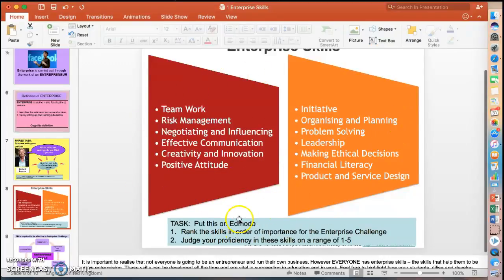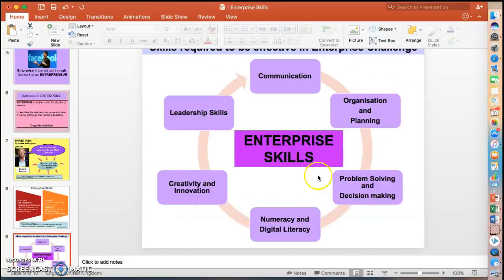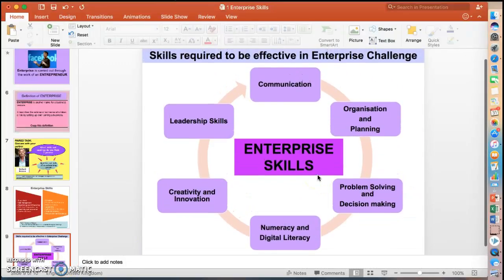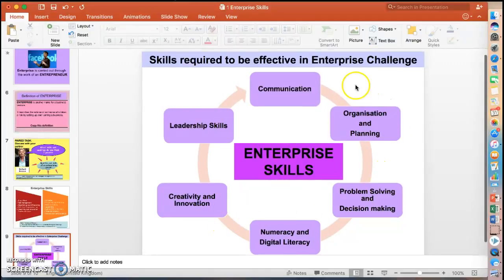Put this on Edmodo. You could put it on as a Word document. It's useful to keep your information. It's going to help you when designing your pen portrait. Here's some of the basic generic skills that we believe are required. Communication, you're working in a group. If you're going to be setting up a business, well, you've got to get it organized and planned. Lots of decision making, lots of problem solving to do, lots of generation of ideas, etc.